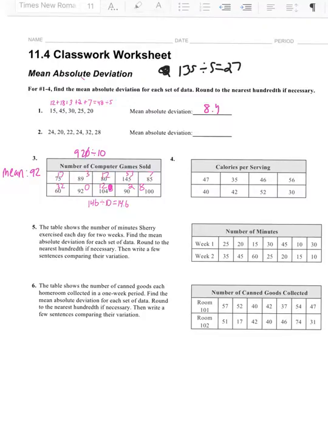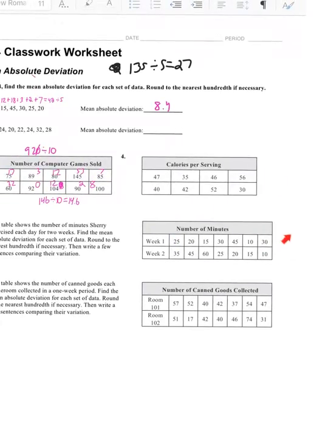Okay. So here's what you've got to do. For week 1, you have to find the mean absolute deviation of these numbers. Remember, find their mean, subtract, and find the mean of those numbers. I would even write it down right here when you're done. Then for week 2, you have to find the mean absolute deviation of these numbers and write it down here. The last thing you have to do is write a sentence or two comparing their mean absolute deviation.